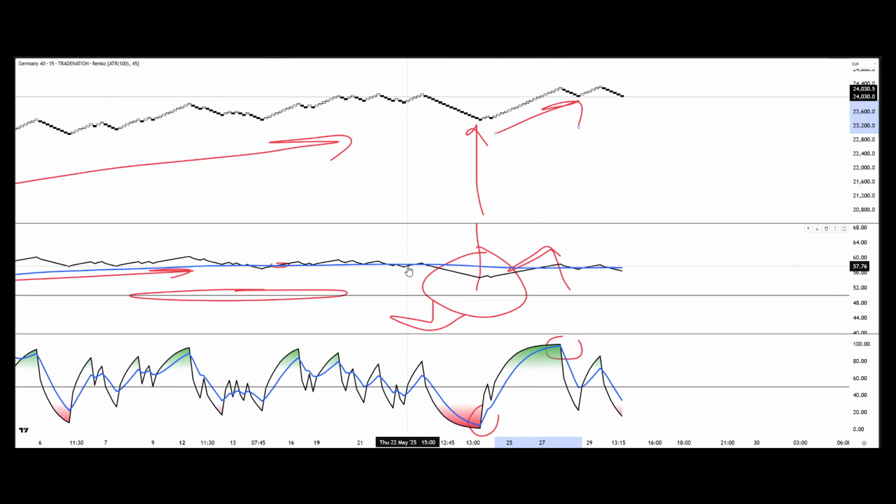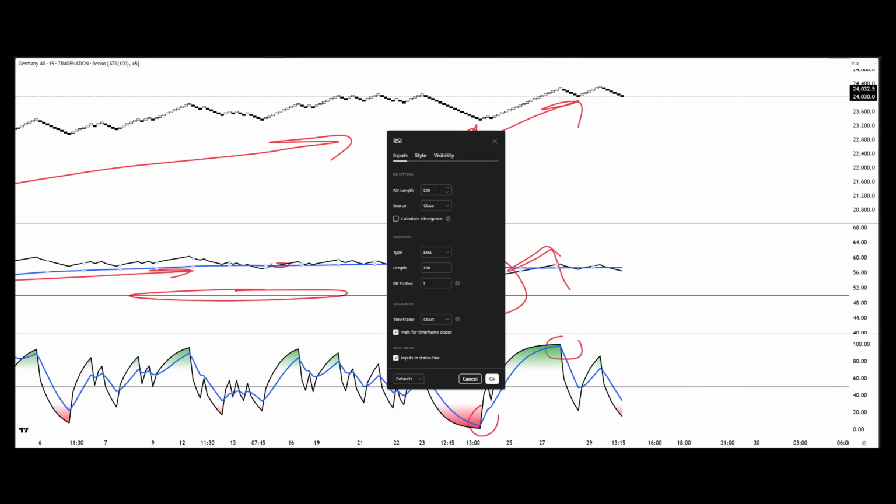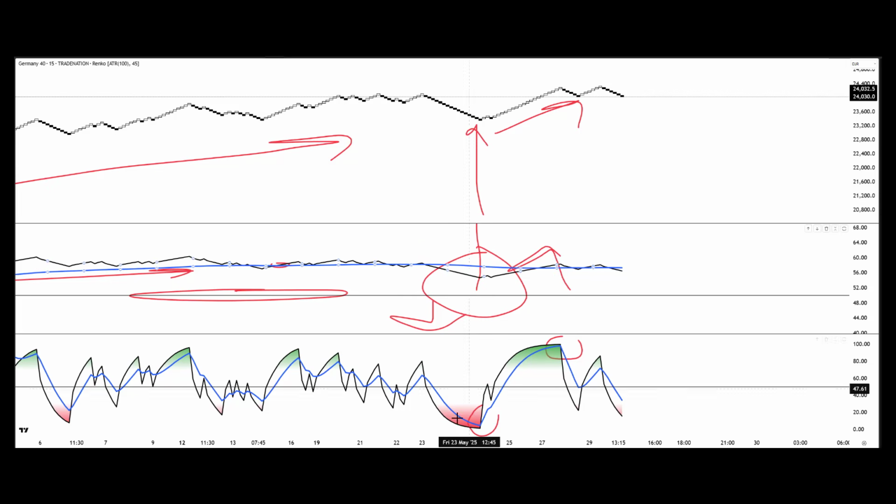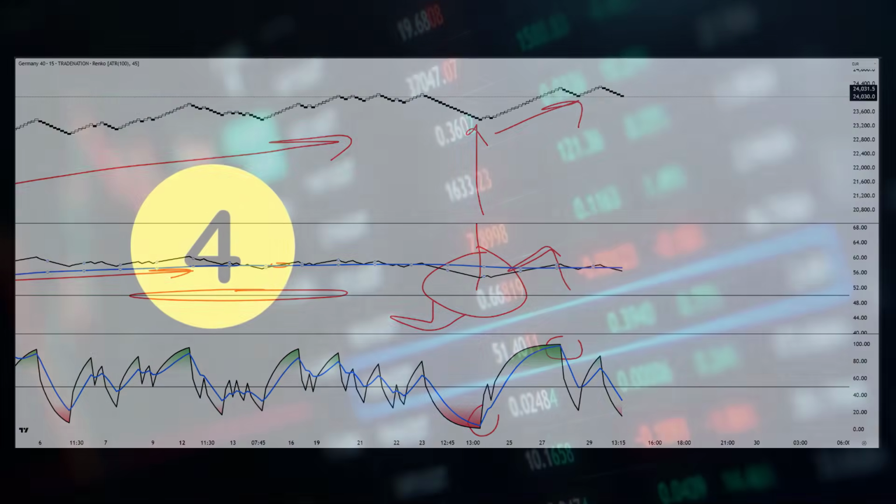Just quickly before I move on, see that RSI there set to 200 with a 100 moving average. So don't just get stuck on the traditional inputs.